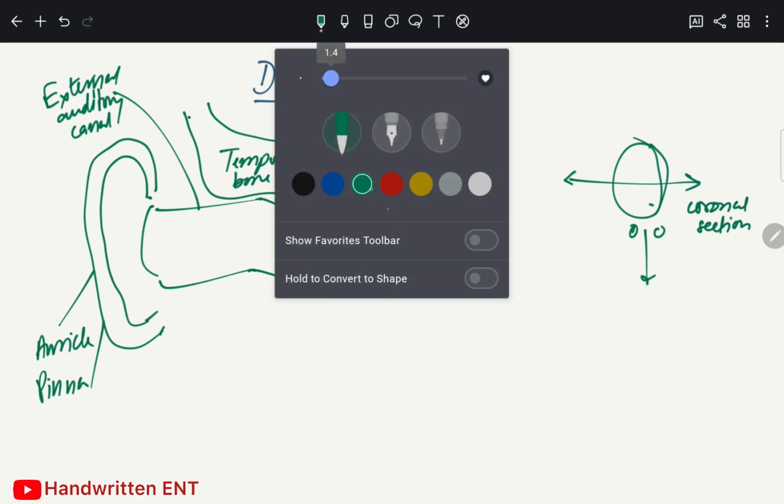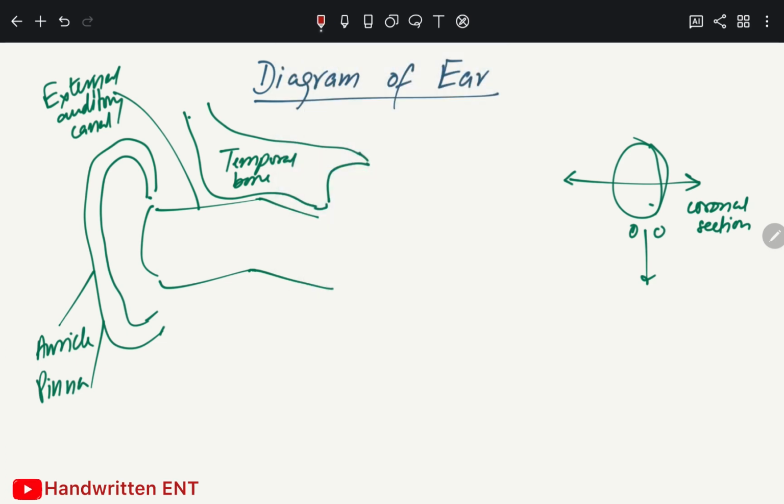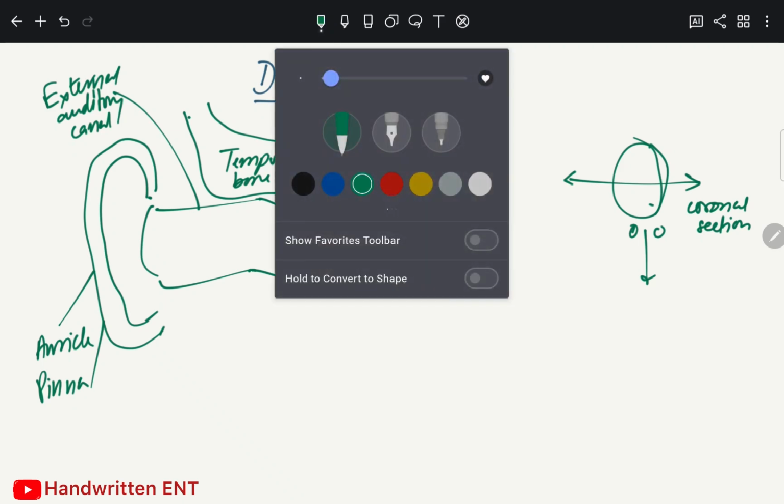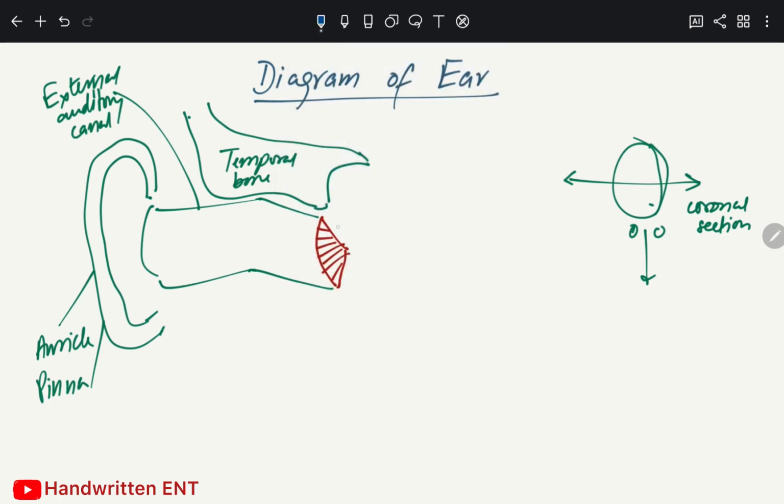So medial to the EAC, that is the external auditory canal, we have a very vital structure. This is known as the tympanic membrane, and attached to the tympanic membrane there is a bone called malleus. So suppose this is the malleus.